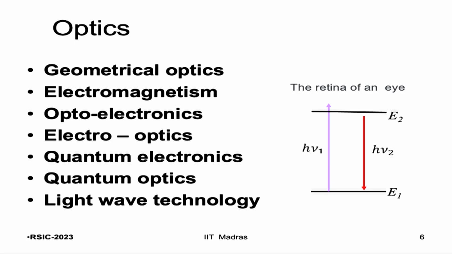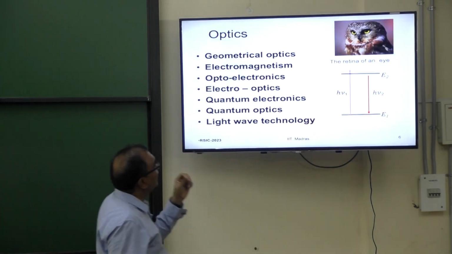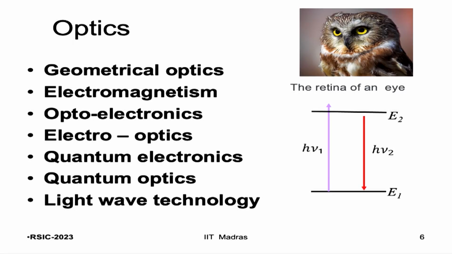The only thing I wanted to show here was this. Does anyone know about the eyes of the owl? The owl can't see during the day, because its eye does not have the specific cells which see intense light. It has the cells which see only dim light. We have both. You can also see a little bit in dim light.